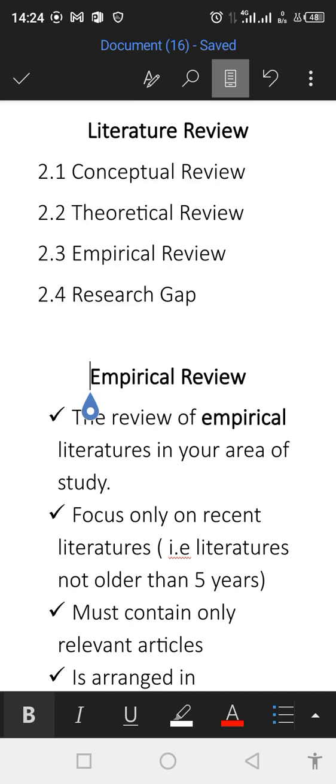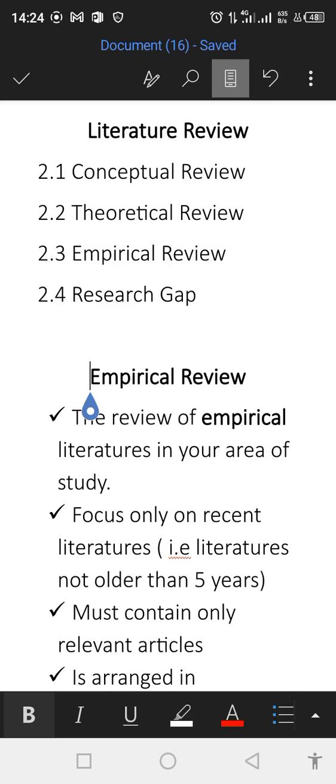All these subsections play different kinds of roles in your literature review. They contain different kinds of things. Just the way they have different headings, they have their own unique information that they contain. So they don't consist of the same thing. All right, the first section is conceptual review.